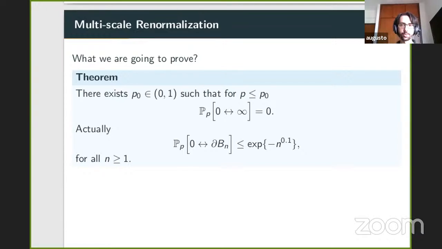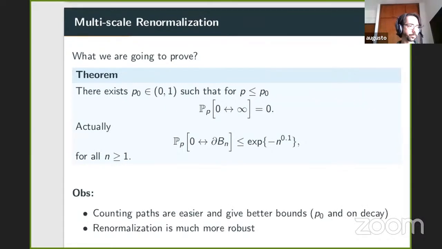This, as I said, can be proved in a much shorter version than what we're going to do today, without using renormalization. Counting paths is a way to prove this, which is easier and gives better bounds, both on the value of p_0 and on the decay. It gives exponential decay. So why are we bothering? The reason is that renormalization is much more robust, as we're going to see by the end of today's lecture. So I want to insist: even if you've seen the counting path argument, bear with me.